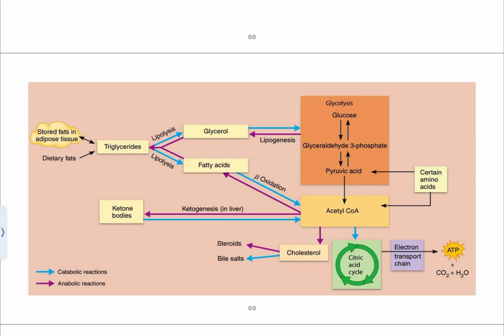So this is the pathway. Again, you don't need to know the specifics, just understand that we have two pathways for the components that make up triglycerides, glycerol and fatty acids. Fatty acids go through the process of beta oxidation to become acetyl-CoA. Glycerol can be converted into a glycolysis intermediate in order to produce pyruvic acid, which is eventually turned into acetyl-CoA.